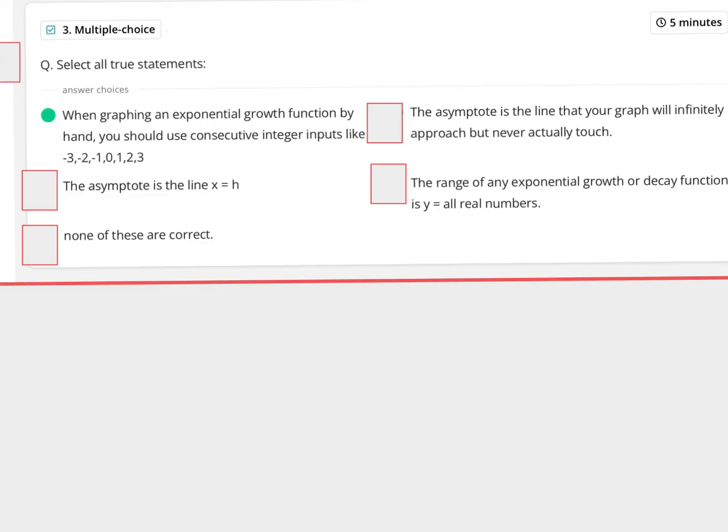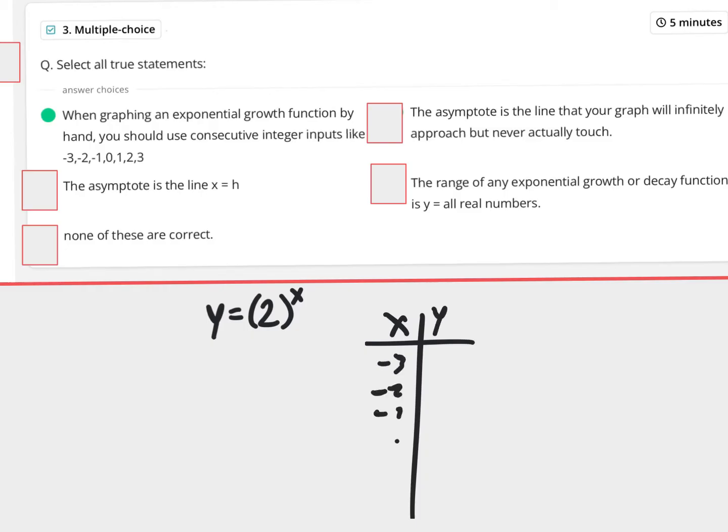Why is that? If you take any y equals, let's say, 2 to the x minus 1, or whatever, let's just stick with something basic like y equals 2 to the x, and you do consecutive integer inputs on an xy table like -3, -2, -1, 0, 1, 2. Start out with the easiest one, which in this case is 0, and you input it. 0 goes into the x. 2 to the 0 is 1. So when you plug in 0, you get out a 1. That is an actual coordinate.